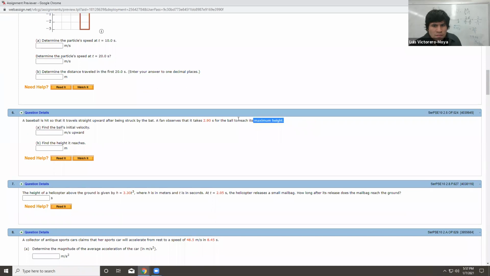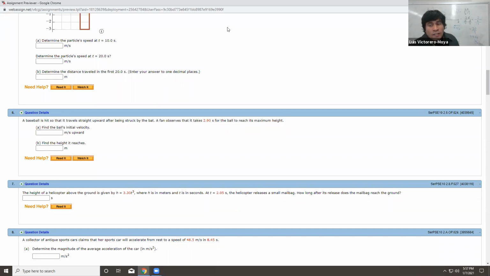The other problem I think is interesting is, why not? Let's do this one. A baseball is hit so hard that it travels straight upward, and then a fan observes that it takes 2.9 seconds for the ball to reach the maximum height. Find the ball's initial speed, initial velocity. They already give you the direction. Find the height it reaches.